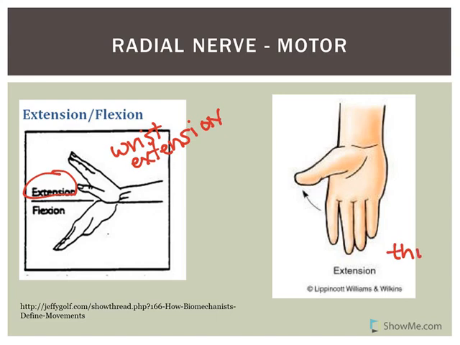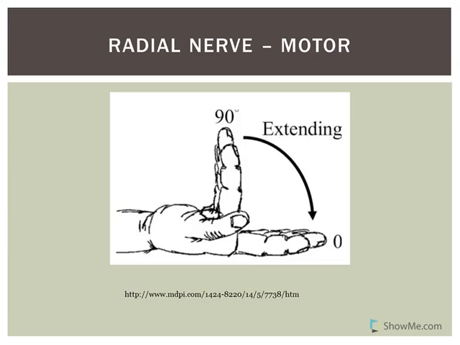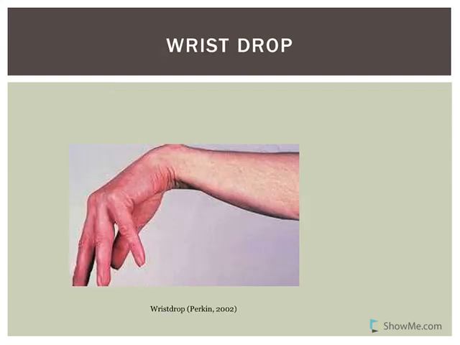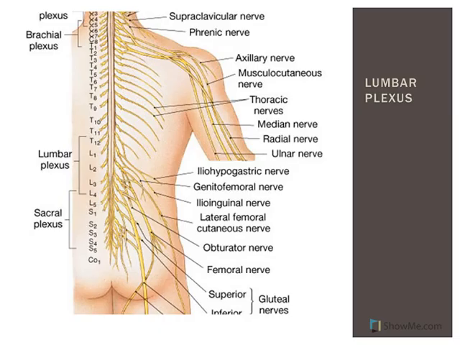So here's extension of the thumb, and it also allows you to straighten your fingers. So here, this would be extension of the fingers, kind of the opposite of what the median nerve does. So if there is damage to the radial nerve, this is what can happen. You can have wrist drop. They're not going to be able to extend their wrist, and they're not going to be able to straighten their fingers. So that's what can happen with damage to the radial nerve.